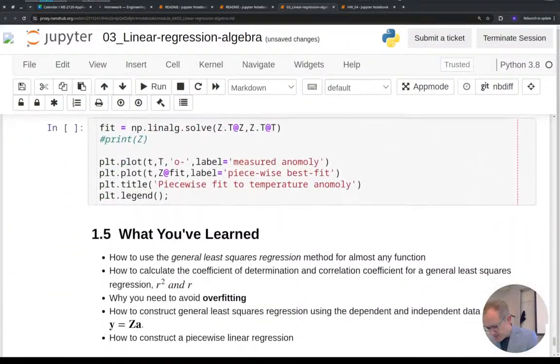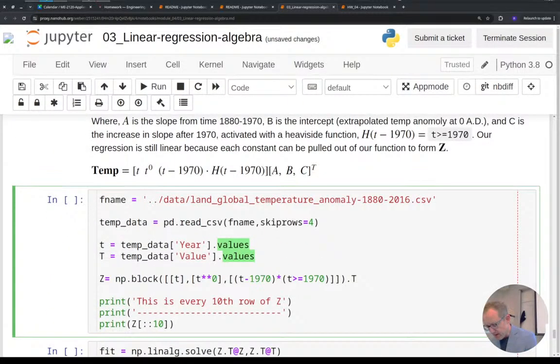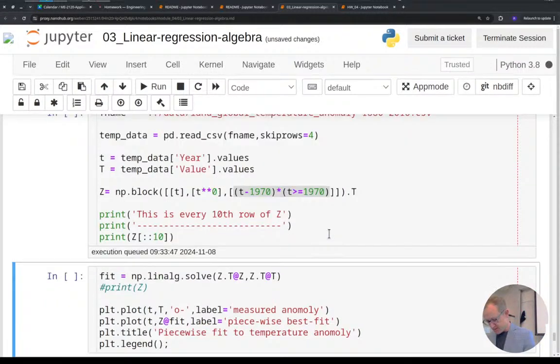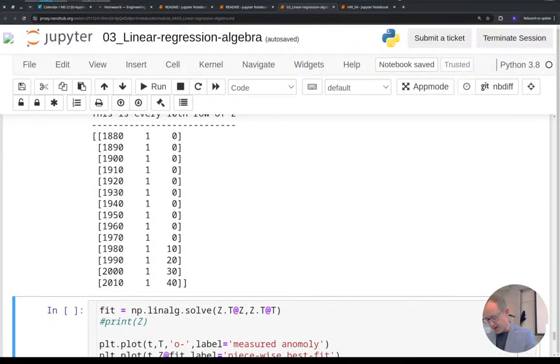Then is there another one? Yeah, and same thing here, where I'm going to have a linear term, a t to the 0, just a 1 term, and then also a Heaviside function multiplied by my slope. So at 1970, it's going to change the slope, so it will only have values after 1970. So 0 up until I get to here, and then it starts 10, 20, 30.